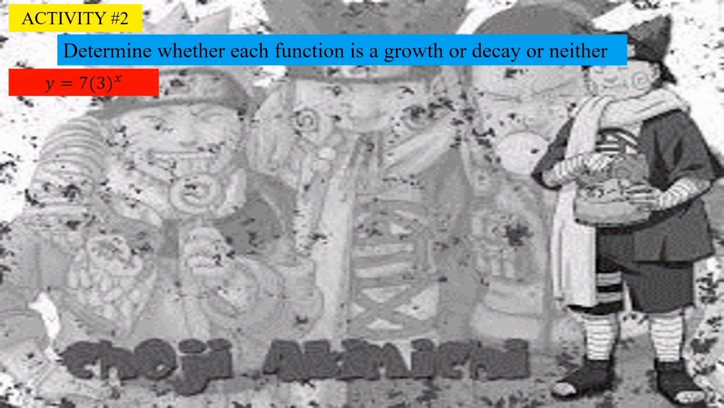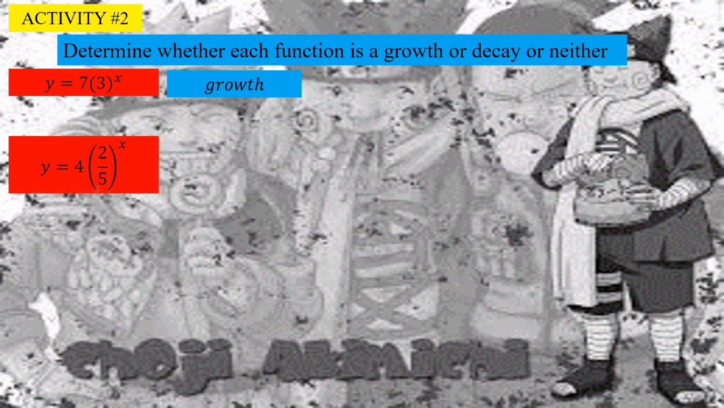Y is equal to 7 times 3 raised to the power of x. Okay, tatandaan, pag growth siya, your a should be greater than 0 and your b should be greater than 1. And yung decay mo naman, your a should be greater than 0 but your b is greater than 0 but less than 1. So, itong example na to, this is an example of a growth. Exponential growth. How about this one?